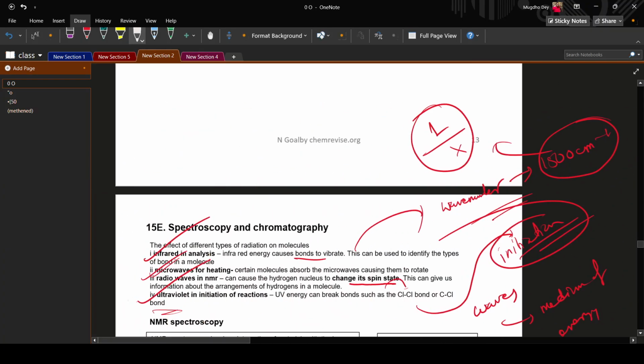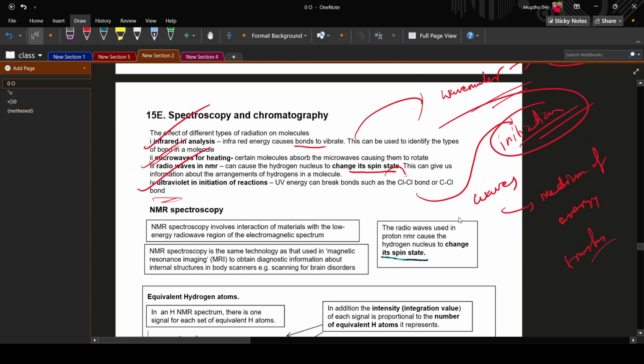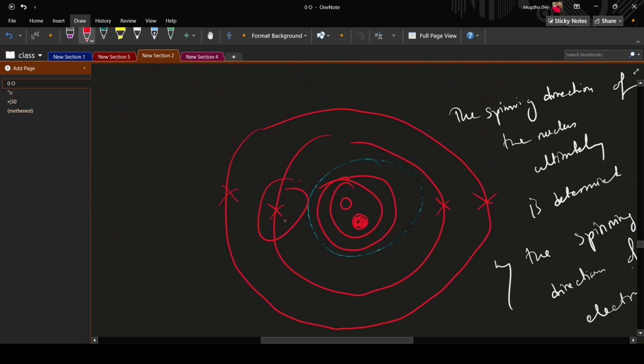Okay, so that's how it goes. Eventually the nucleus spinning state is going to change as well. So everything is spinning basically. Because the nucleus is also made up of what? Subatomic particles, isn't it? Just like electrons, protons and neutrons are also spinning in their own orbitals.